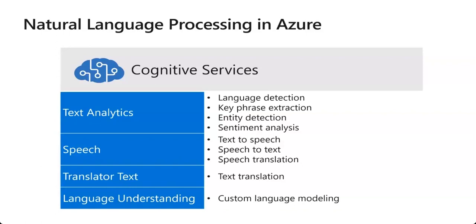Right, so in cognitive services related to text analytics, we have language detection, key phrase extraction, entity detection, and sentiment analysis. And I'll have a short demo on this shortly. For speech, we have text to speech, speech to text, and speech translation. For translator text, we have text translation. And for language understanding, we have custom language modeling. And we'll get to all those in a minute.